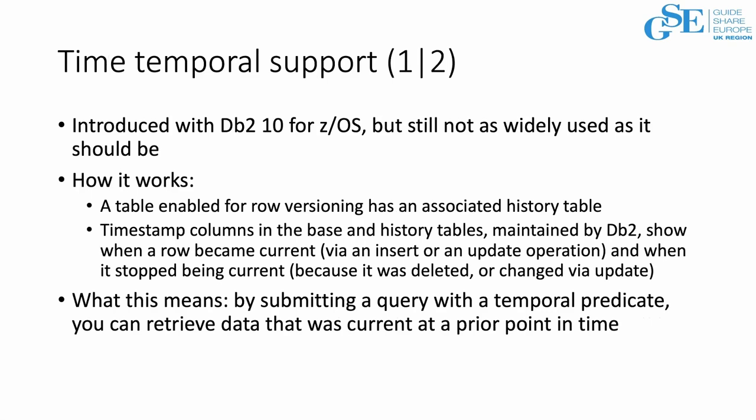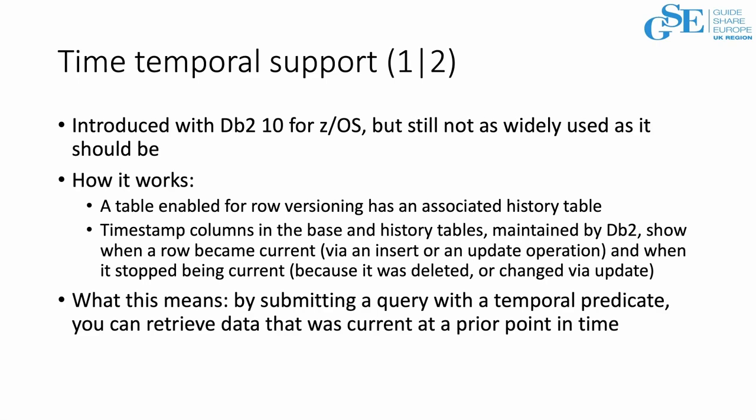Next, temporal support. This was introduced in DB2 10, and we don't really see this being used a lot, but given the possibilities for applications, it could be good. So this is how row versioning works. For a table that a DBA enables for row versioning, the table will have an associated history table. When a row in the base table is updated or deleted, the before image of that row will be put into the history table.